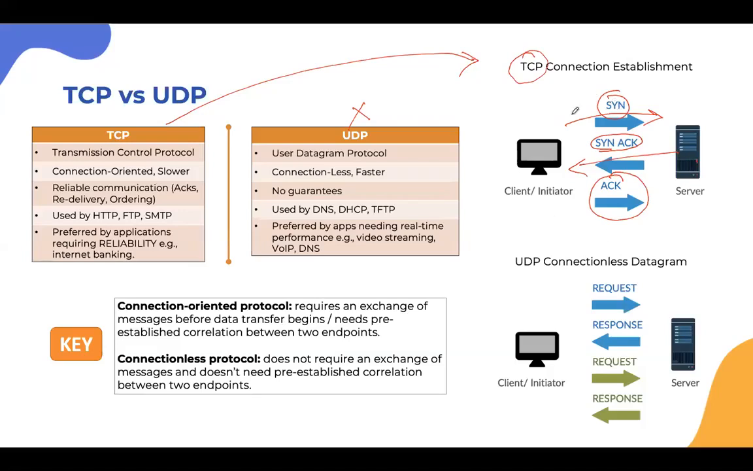Right. So this 3-step process is called a 3-way handshake in TCP. Before data gets transferred from point A to point B using TCP, there will always be a 3-way handshake. And after this is successfully done, only then is data going to be transmitted. Please bear this in mind.